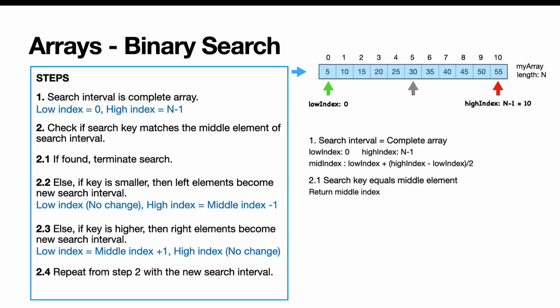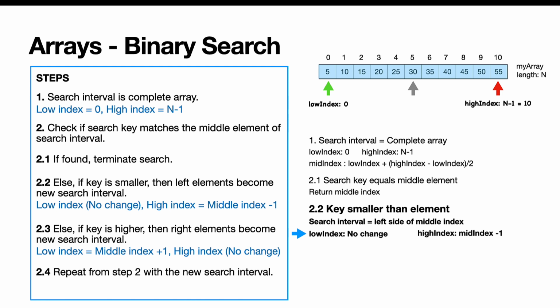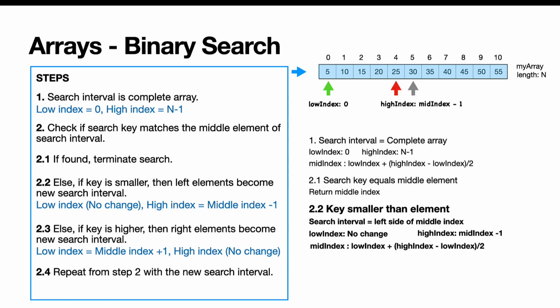Let's now consider the second outcome, which is the search key is less than the middle element. In this case, the left side of the middle index becomes our new search interval. We will not change the low index, but the high index now becomes middle index minus 1. We will calculate the new middle index using the same equation. Going back to the array, low index remains index 0. High index is now one index left of the middle index, which is index 4. Our new search range is from index 0 to index 4, and the middle index based on our calculation will be 2.